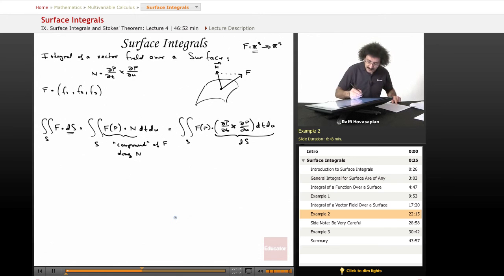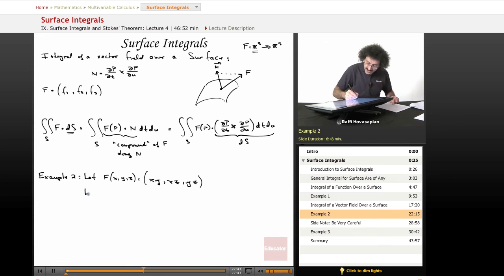Let's go ahead and do an example. Example 2. Okay, we will let f, our vector field of x, y, z, equal xy, xz, and yz.